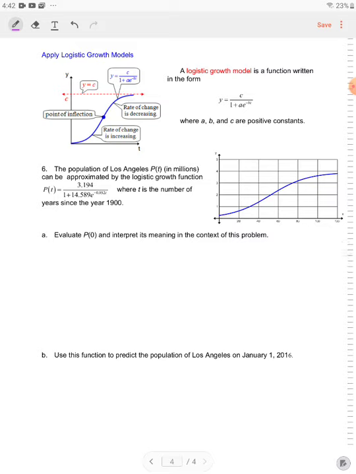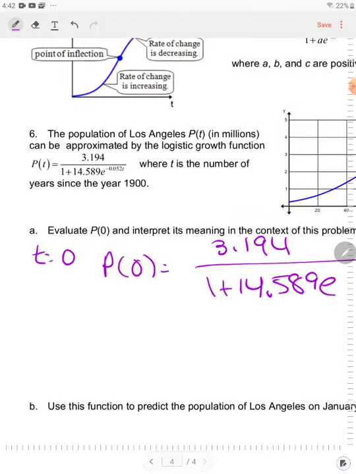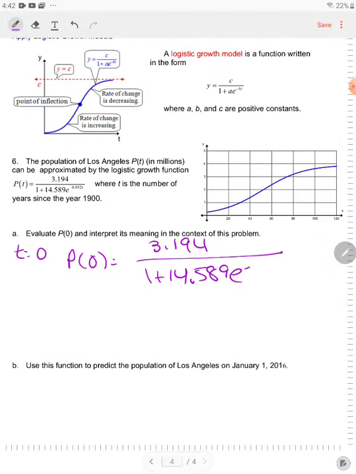Okay, we want to evaluate P of 0 and interpret the meaning. Okay, P of 0, if you look at your equation, this means T equals 0. So P of 0 is equal to 3.194 divided by 1 plus 14.589 E to the negative 0.052 times 0. Now here's what's tricky. This is going to become a 1.